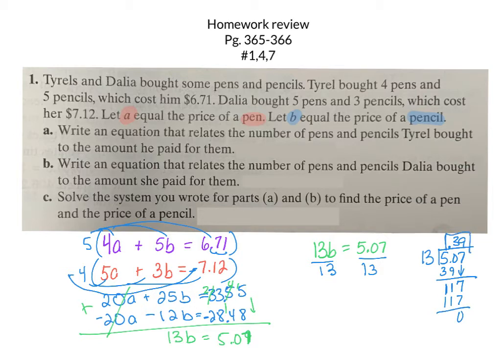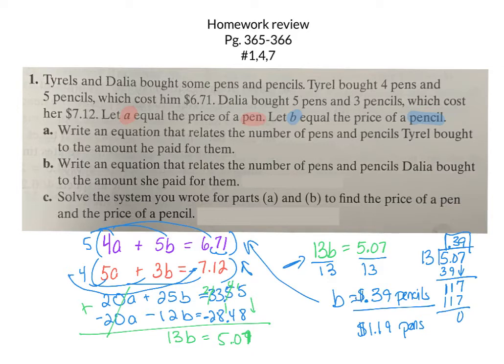What does that tell us? We solved for which variable? Because I saw this on the quiz. Which variable did I just solve for? Yeah, I solved for B. B is 0.39. That means that my pencils cost 39 cents. And how would I solve for my pens? Plug it back in. So you plug it back into either equation, and you will get $1.19 for your pens. All right.